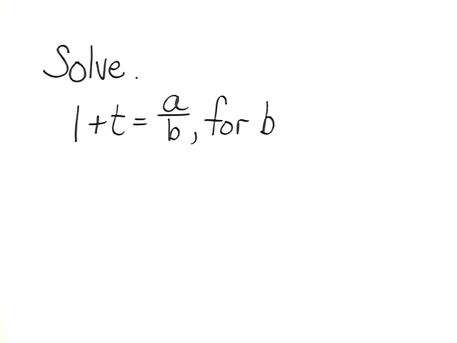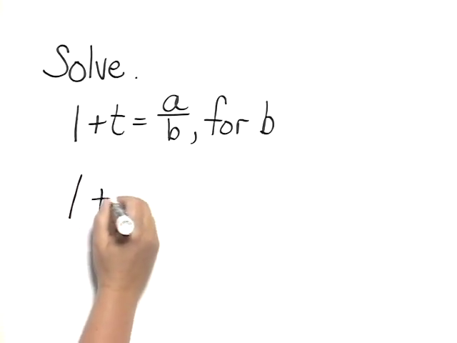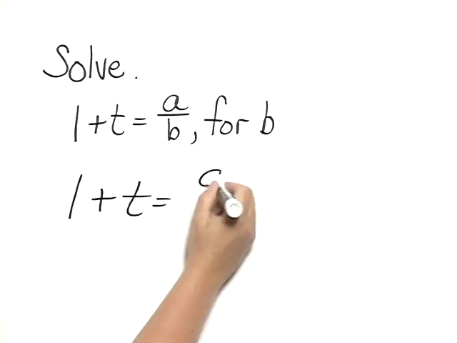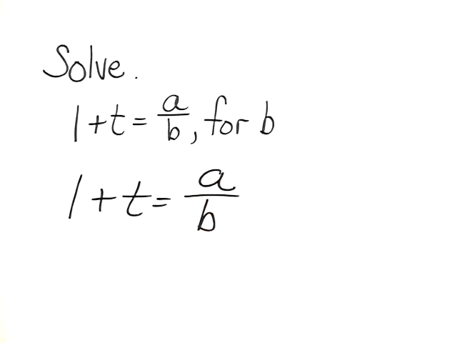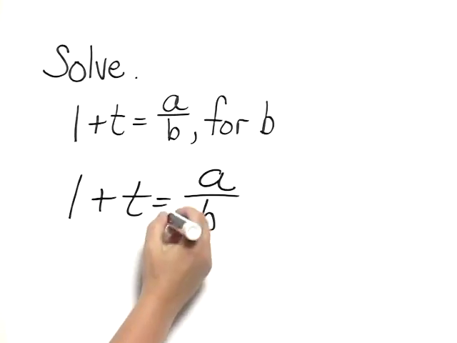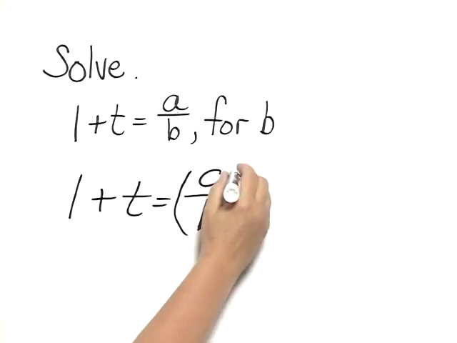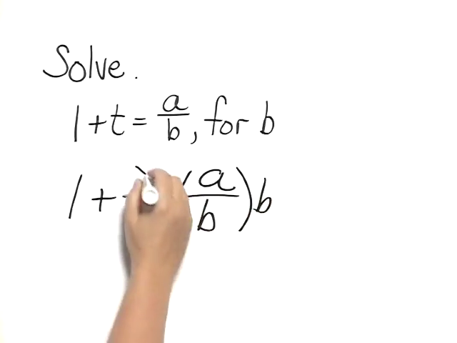Solve 1 plus t equals a over b for b. To solve this equation, I am looking to get b by itself on one side of the equation. Right now it's in a denominator. So the first thing we're going to do is clear the denominator, or clear the equation of fractions, by multiplying both sides by the denominator b.